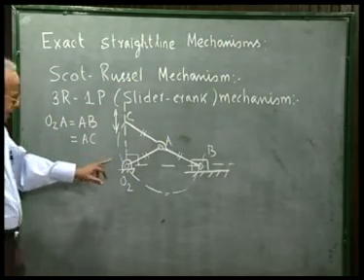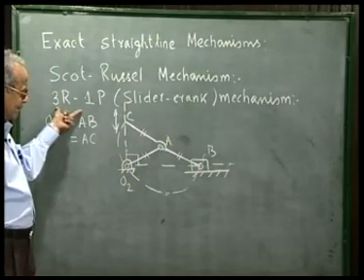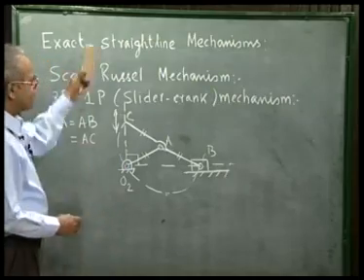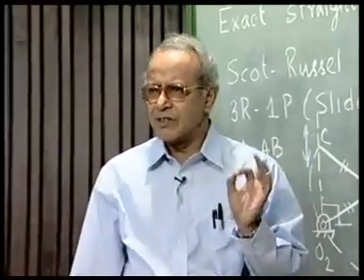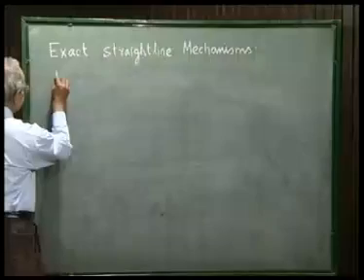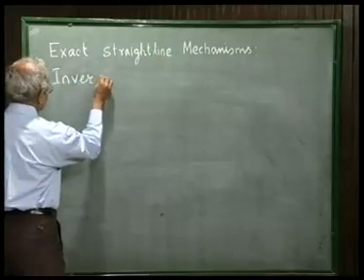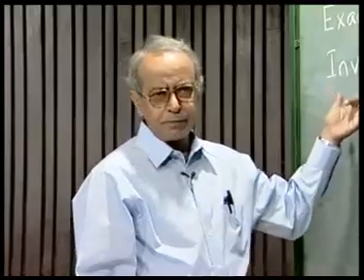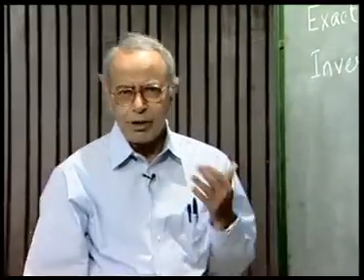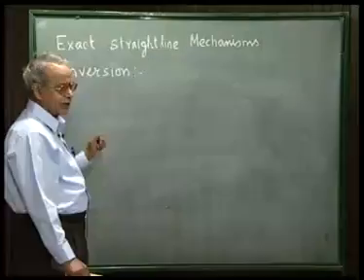As we see, we are using a 3R 1P mechanism, not a 4R linkage. Next, we shall discuss some exact straight line mechanisms using only R pairs. Obviously, we have to go for number of links more than 4 because 4R mechanisms can never generate an exact straight line. Exact straight line mechanisms using only R pairs are designed on the basis of a geometric principle, which is called inversion. I would like to remind you that this principle of inversion should not be confused with kinematic inversions, which we have discussed earlier on many occasions.